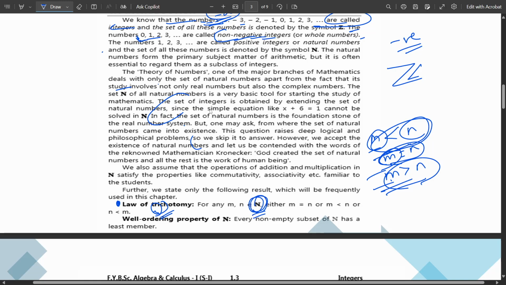So the theorem or the law goes like this: for any m, n, where m and n are both numbers which belong to the natural set, denoted by N, either m equals n, this could be the first case, or m is less than n, which could be the second case, or n is less than m, means obviously m is greater than n. This could be the third case.